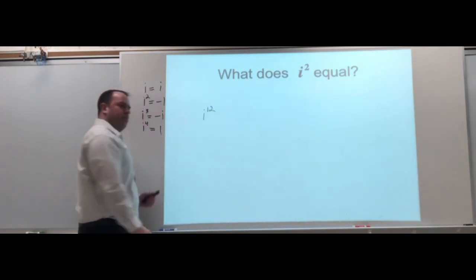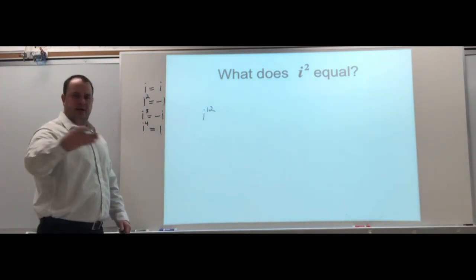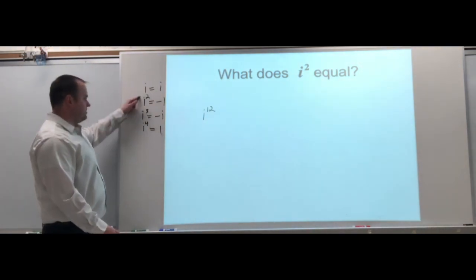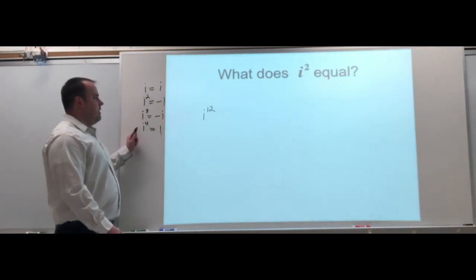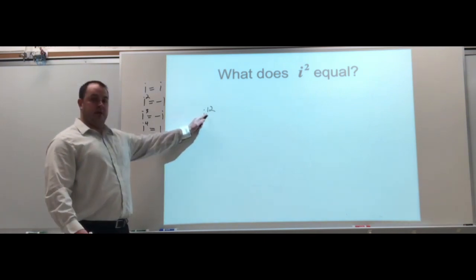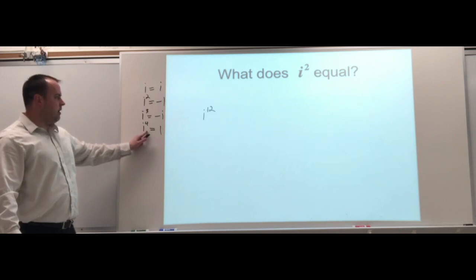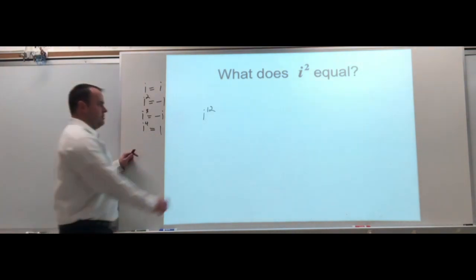i to the 12th. Without breaking it down to i squared like I did for i to the 6th, let's just think. We have a 4-step rotation here. Okay? 4 goes into 12 3 times. It goes into it evenly. So that means i to the 12th is simplified to 1.